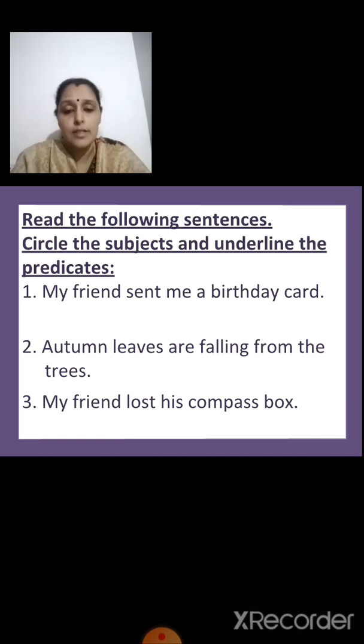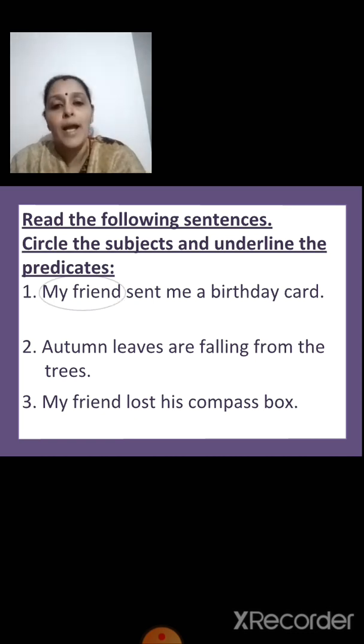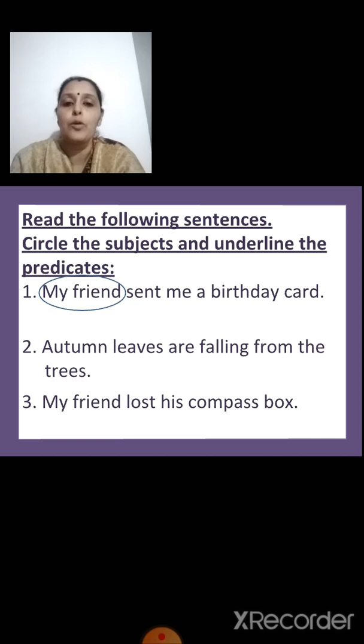My friend is a subject. And what are we saying about my friend? She sent me a birthday card. So sent me a birthday card becomes the predicate. Yes, sent is the verb here and birthday card is the object. So my friend, I will circle it, and sent me a birthday card, I'm going to underline it. Yes, clear? Let's see the next one.